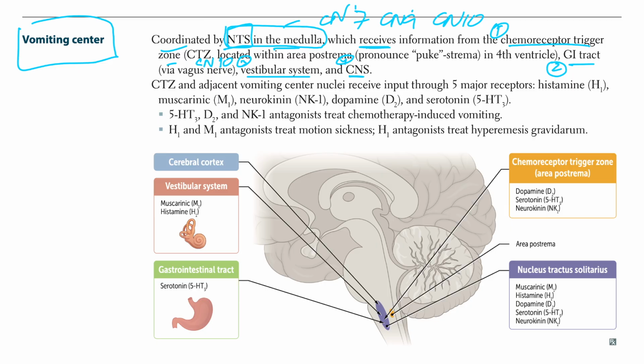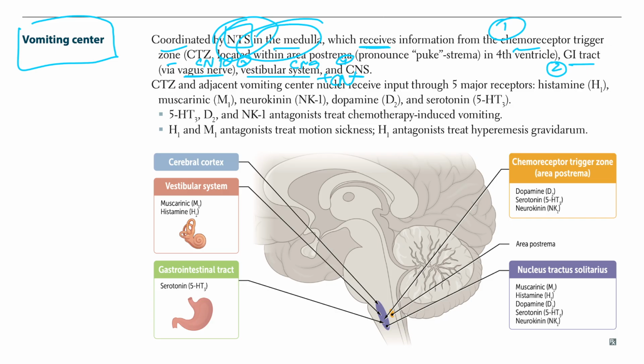So, in other words, what I'm trying to say here is that you have CN9, 7, and 10. As I said before, you have CN10 through this vagus vestibular system. You're looking at CN9 and 7. So NTS in the medulla receives all this information from all these things.